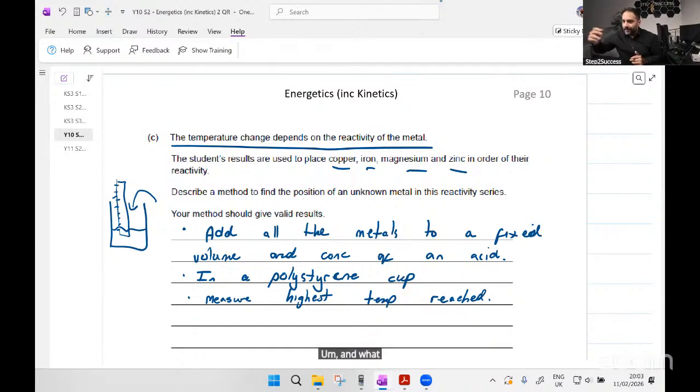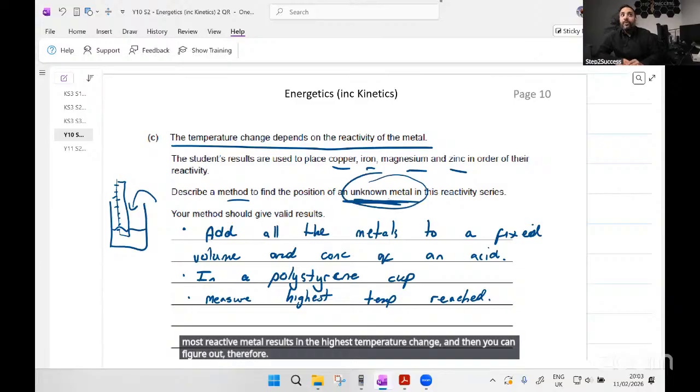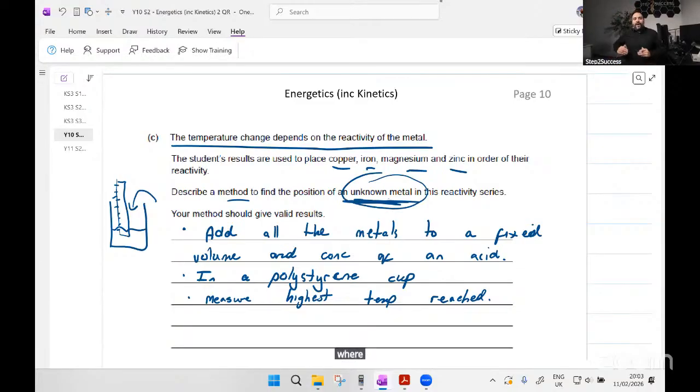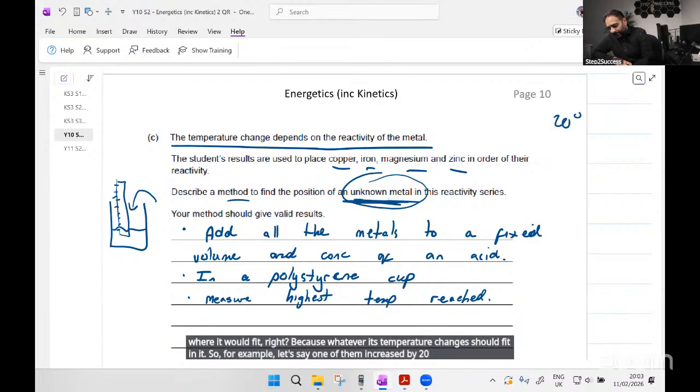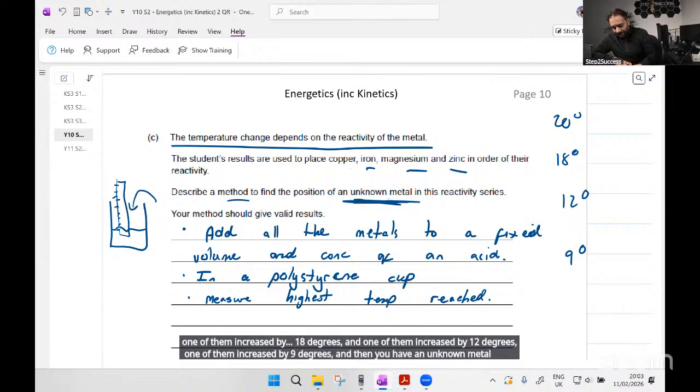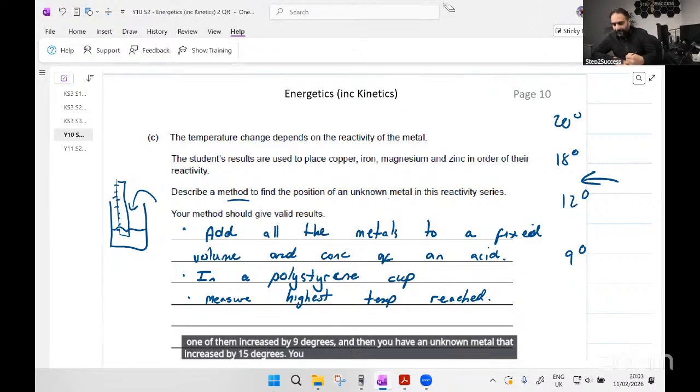And what you should find is that the most reactive metal results in the highest temperature change. And then you can figure out, therefore, based on your unknown metal, where it would fit, because whatever its temperature change is should fit in. So, for example, let's say one of them increased by 20 degrees and then one of them increased by 18 degrees and one of them increased by 12 degrees, one of them increased by 9 degrees. And then you have an unknown metal that increased by 15 degrees. You know it fits in there in your reactivity of each metal. So that's a sensible way to do that question.